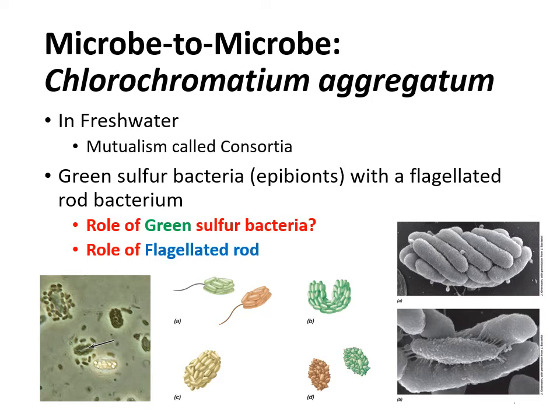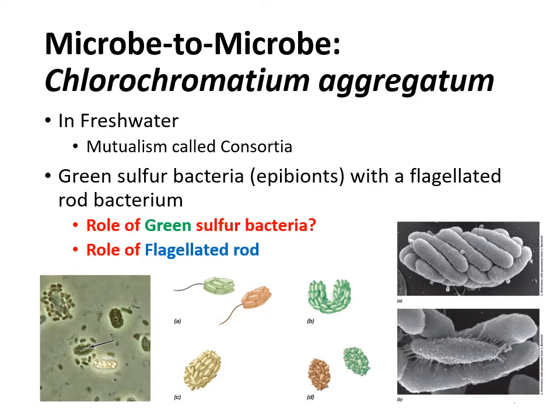So the green sulfur bacteria, the non-motile bacteria, tends to be an obligate anaerobic phototroph. So you see the word green highlighted on here. This sulfur bacteria is a phototroph. And what did we just say about phototrophs? Well, they provide a food source, okay? They provide organic matter for the partner.